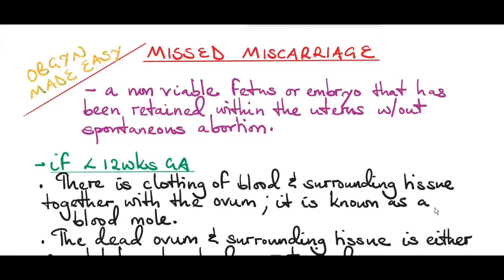In this video I'm going to discuss a missed miscarriage. So what is a missed miscarriage? A missed miscarriage is a non-viable fetus or embryo that has been retained within the uterus without spontaneous abortion.